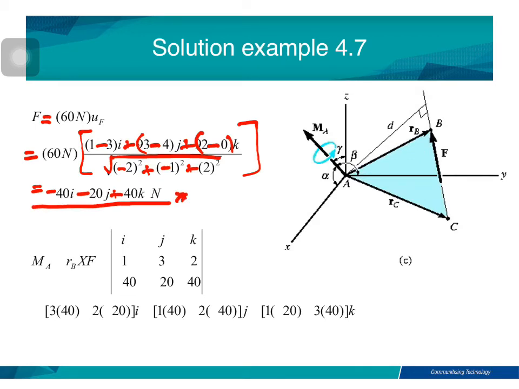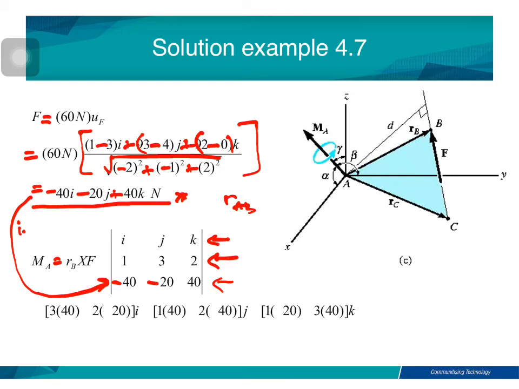So now we have obtained the R, right? Now we have obtained the RAB. So now we can solve the first part. The first method, which is MA is equal to RAB cross F. So now you can write the determinant here. You write the I, J, K, and then this is the RAB, and then here is the force. So here we have negative.